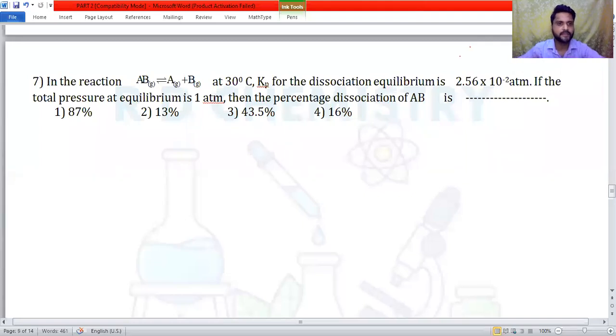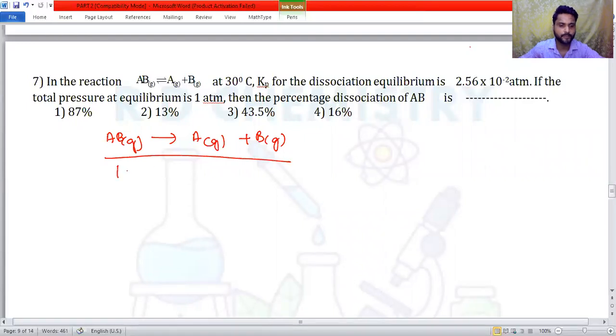Question number 7. In the reaction AB giving A plus B at 30 degree, Kp for the dissociation equilibrium is 2.56 into 10 power minus 2 atmosphere. If the total pressure at equilibrium is 1 atmosphere, then percentage dissociation of AB is. So let me write down the equation. AB, a gas, gives A gas plus B gas. We'll start with 1 atmosphere. Initially, products are not there. Out of 1 mole, let X be the degree of dissociation, we'll say.